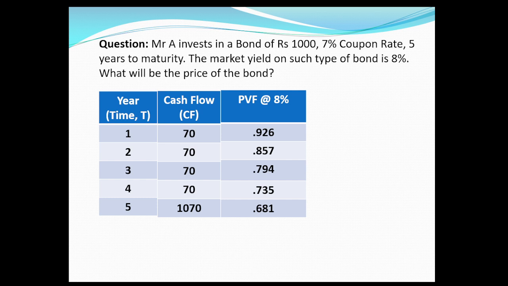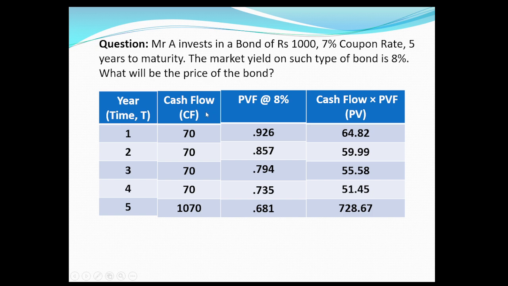And then we will multiply the cash flow by the PV factor. If we multiply both of these, we will get the present value. How do we get it? 70 multiplied by 0.926 is 64.82. 70 multiplied by 0.857 is 59.99. 70 multiplied by 0.794 is 55.58. 70 multiplied by 0.735 is 51.45. And 1070 multiplied by 0.681 is 728.67.